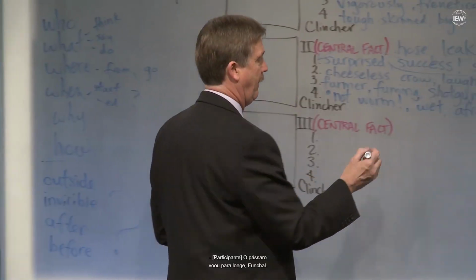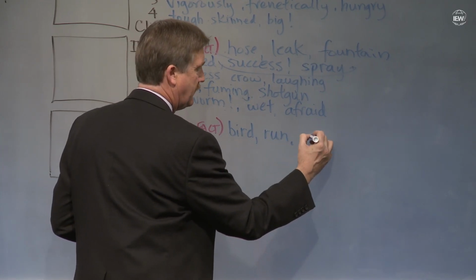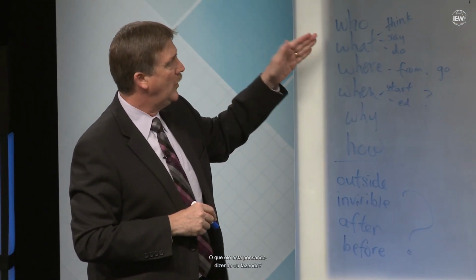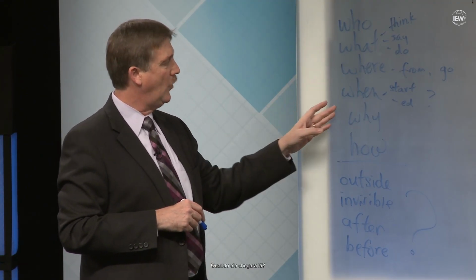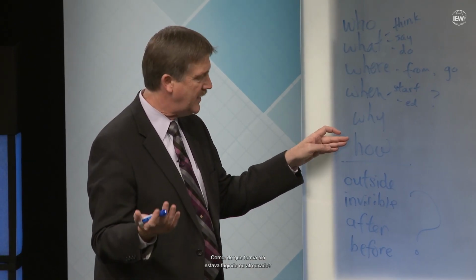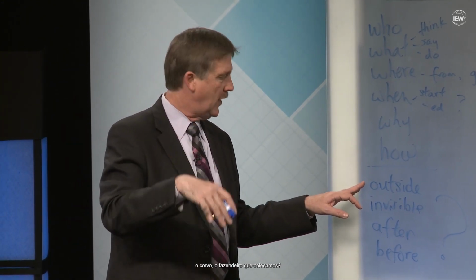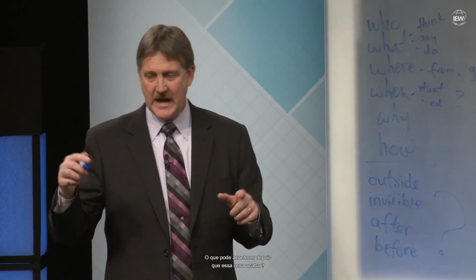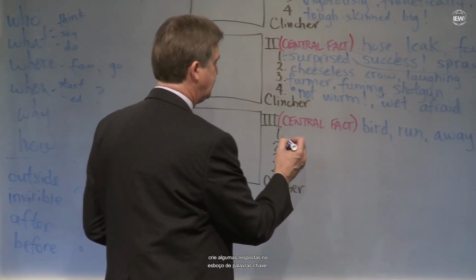So the central fact, what is it? Okay, Billy Bob Bird, run away. Ask yourself some questions. What is he thinking, saying, or doing? Where is he going? When will he get there? Why is he running? How and in what way is he running or acting? What's happening with the things outside, the crow, the farmer we put in? What might happen after this whole scene is over? Try and ask yourself some questions, put some answers into the keyword outline.